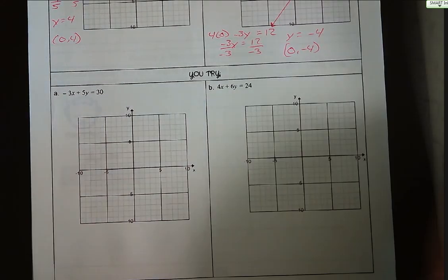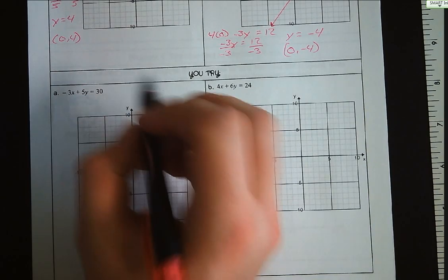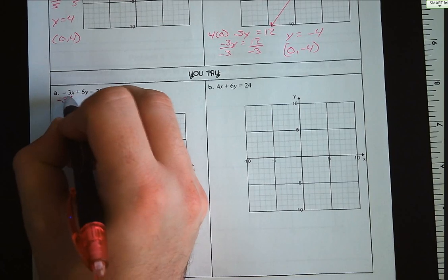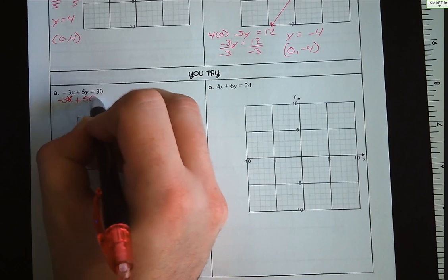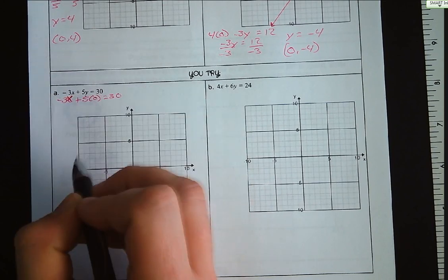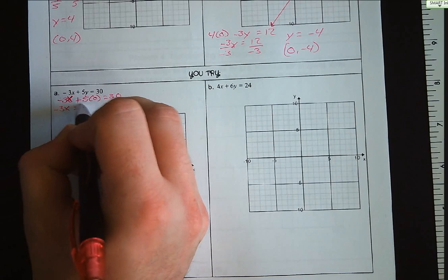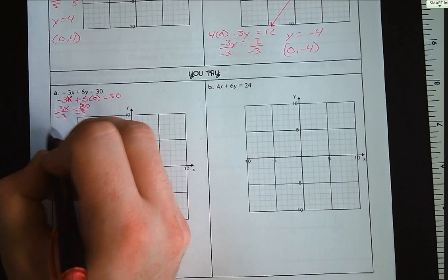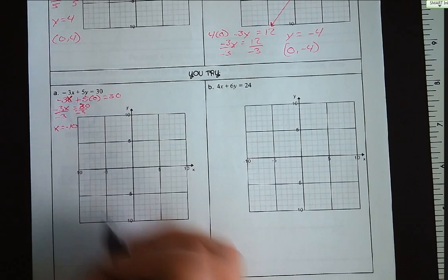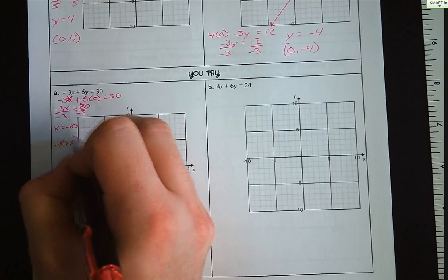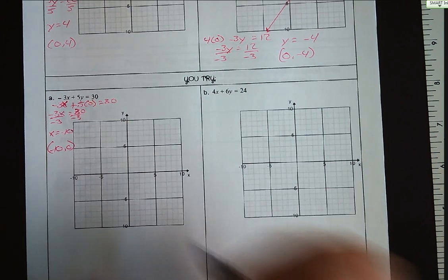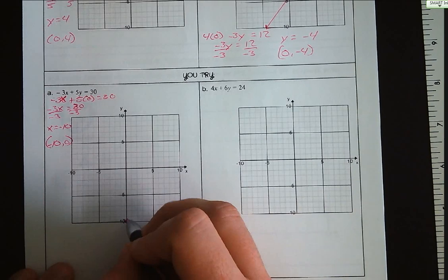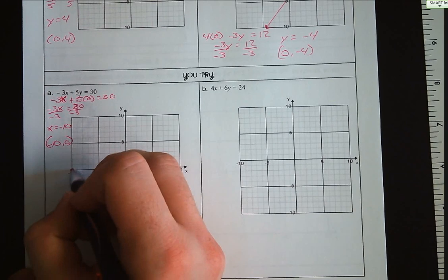For letter A, we are going to start off by plugging in 0 for y. So we have, oops, that's an x. Negative 3x plus 5 times 0 is equal to 30. So negative 3x is equal to 30. Divide both sides by negative 3, and x is equal to negative 10. So we have a point at negative 10, comma 0. That's the x-intercept, negative 10. All right.